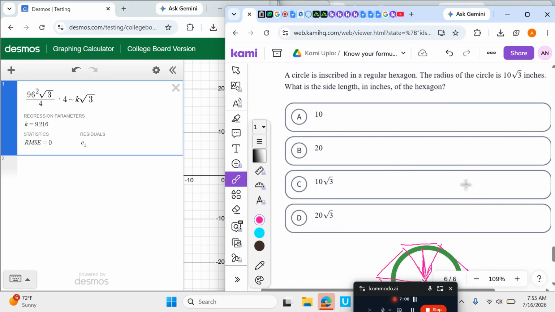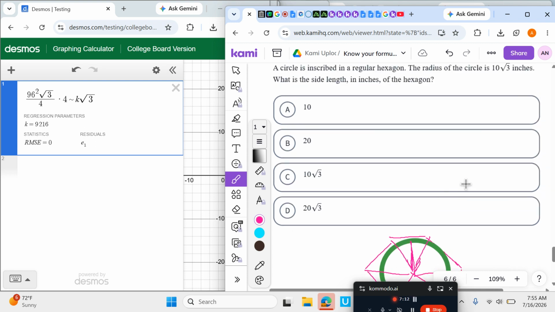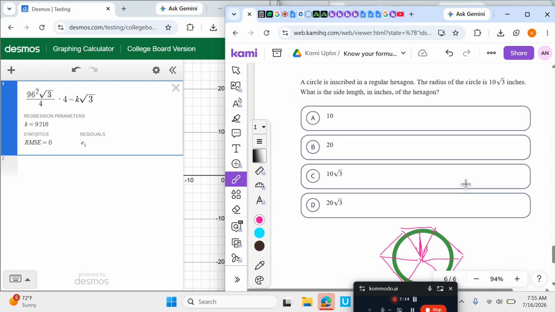Interesting question. We have a circle inscribed in a regular hexagon. So the moment you see the word regular hexagon, I want you to think it's just 6 equilateral triangles. The SAT is not about proving things. It's about just pattern recognition and knowing what to do.